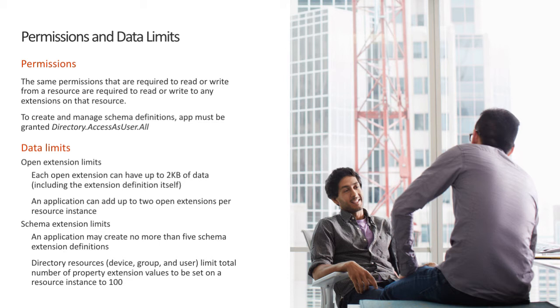Schema extension limits, though, differ a little bit. The application can have no more than 5 extensions per application. And a directory resource, things like devices, groups, and users, are limited to a total number of property extension values that can be set on a resource instance of 100.